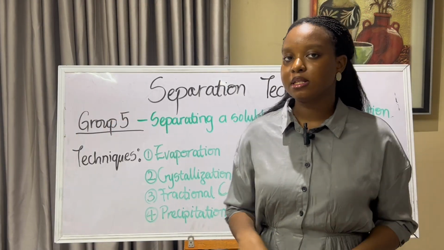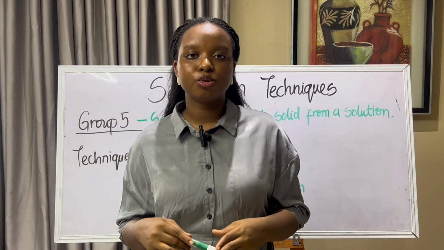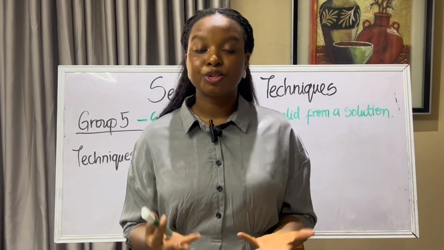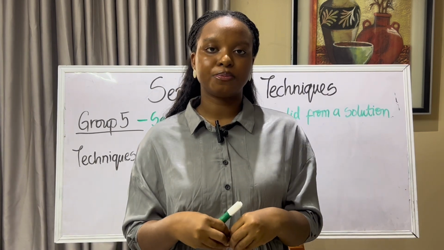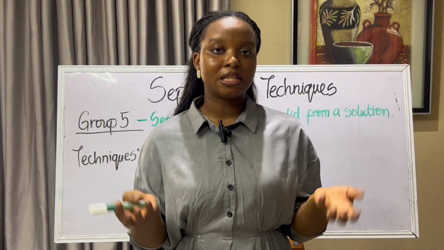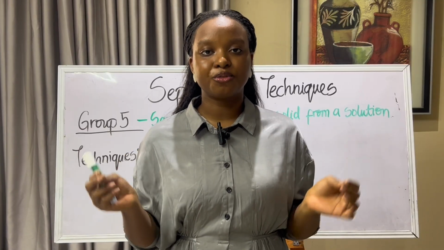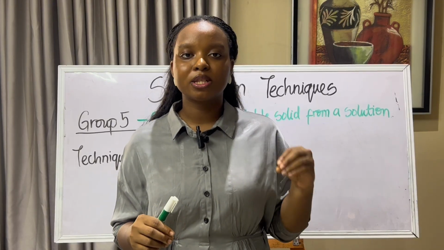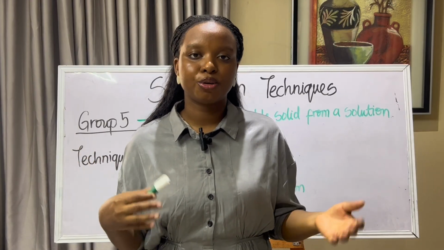The third technique is fractional crystallization, and this is used when we have two or more solids in a solution with different solubilities at different temperatures. I'll explain. I have solid A and solid B. They are dissolved into a solution. Now, solid A dissolves at 30 degrees Celsius, while solid B dissolves at 50 degrees Celsius. That is what I mean by different solubilities at different temperatures. So by controlling the temperature, we can get one solid to crystallize out while the other still remains dissolved. And this is a more advanced version of crystallization.